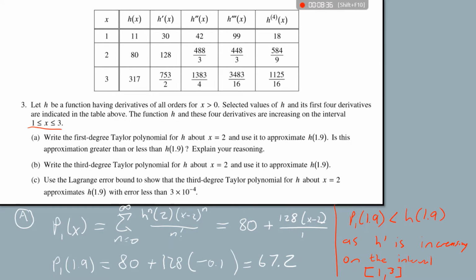Okay, any questions on part A? Nope. Okay, part B, write the third degree Taylor polynomial. So because we're still at x equals 2, I'm going to copy our first line here, since that's not going to change. So that's 80 plus 128 times x minus 2.